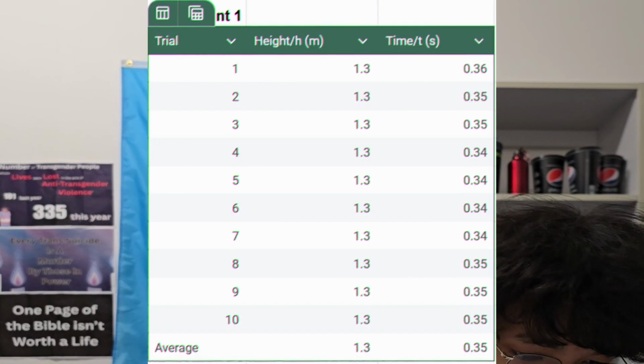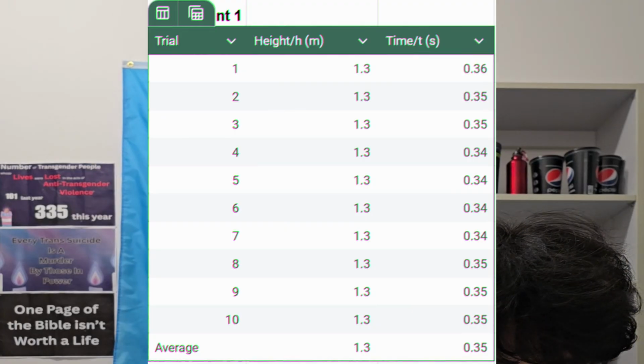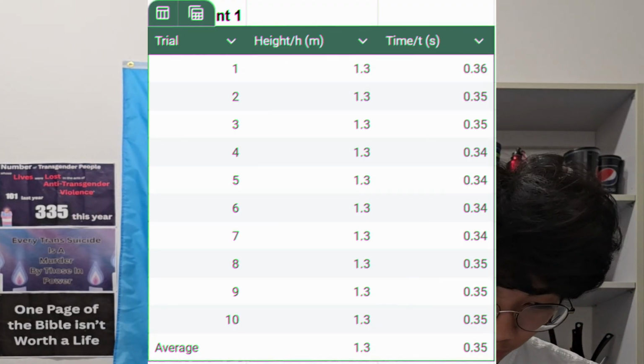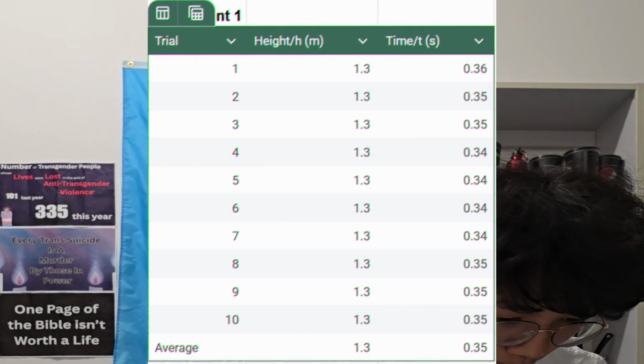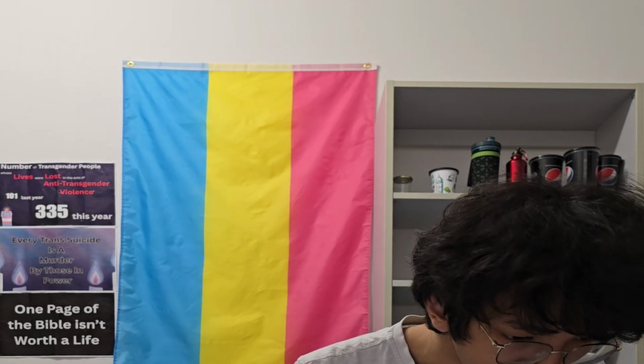Okay, we have gotten 10 data points. There seem to be no anomalies this time. They seem to be about 0.35 and 0.36, 0.34. So that is a good thing, isn't it? That is a pretty good thing.